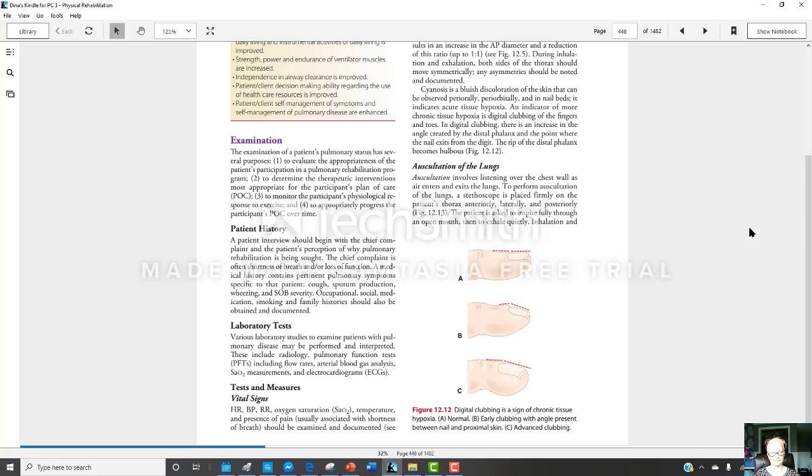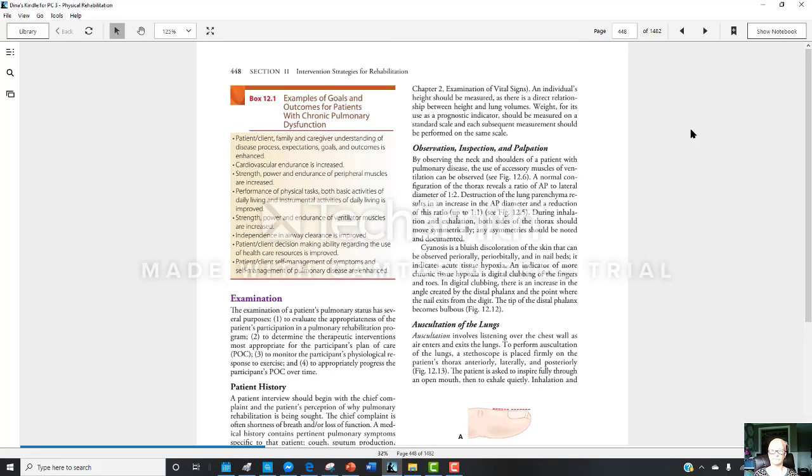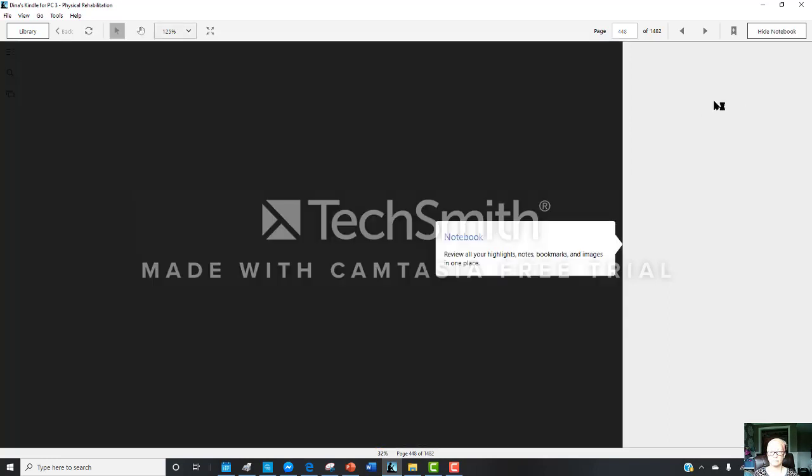Tests and measures. Vital signs: HR, BP, RR, oxygen saturation, SaO2, temperature, and presence of pain, usually associated with shortness of breath, should be examined and documented. See Chapter 2, Examination of Vital Signs. An individual's height should be measured, as there is a direct relationship between height and lung volumes. Weight, for its use as a prognostic indicator, should be measured on a standard scale, and each subsequent measurement should be performed on the same scale.